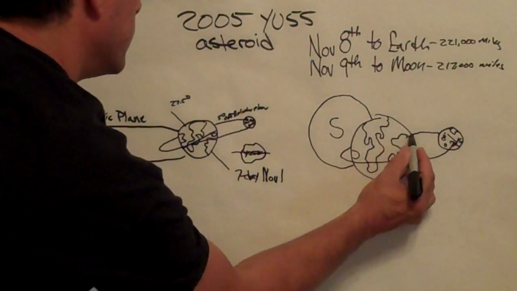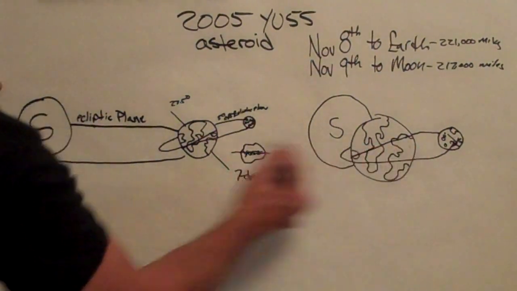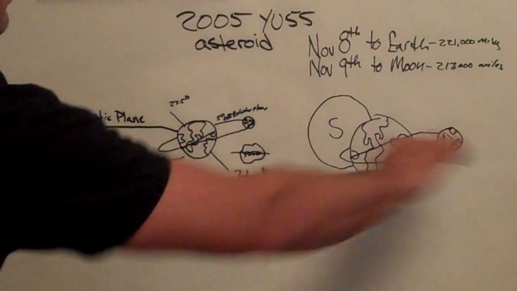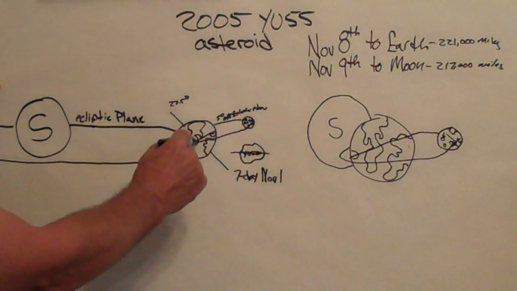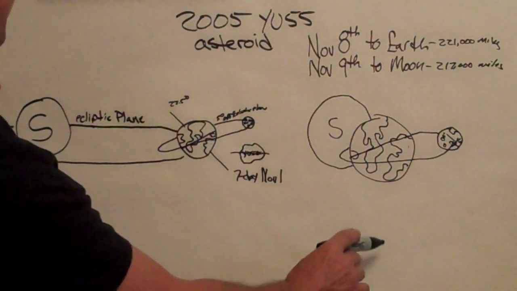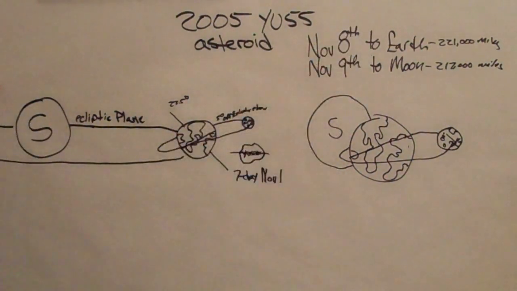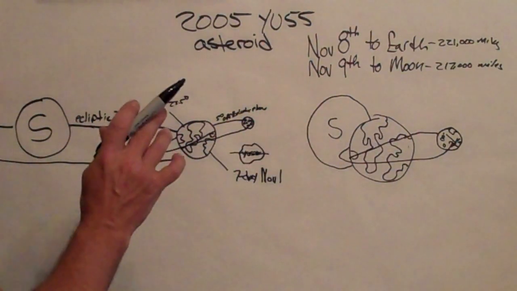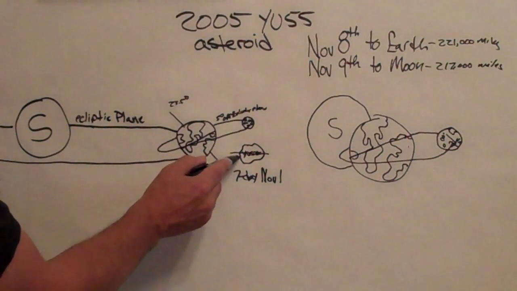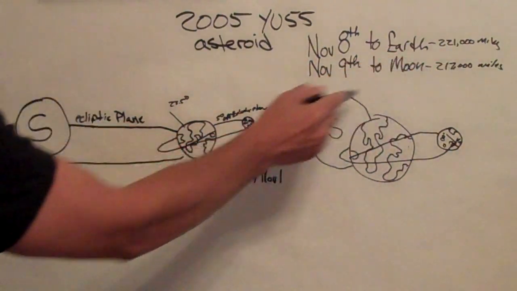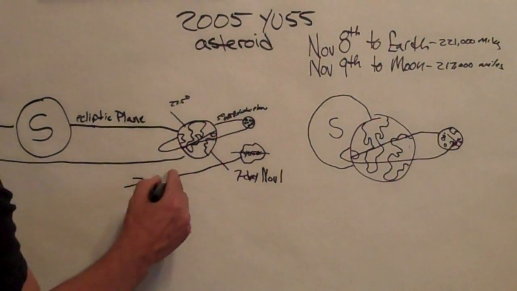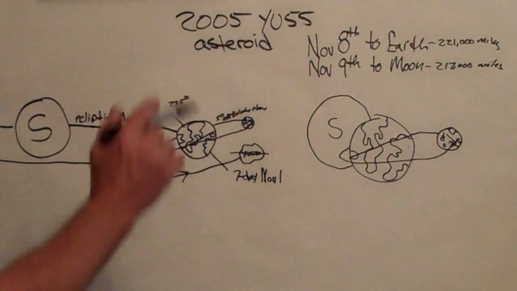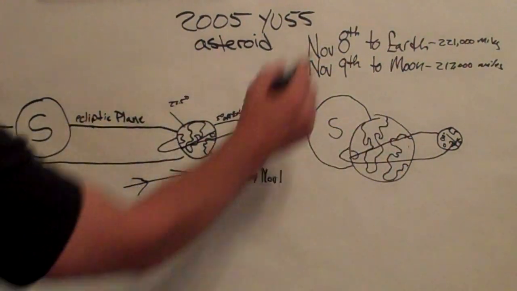The equators of Earth and YU55 are together. YU55 is on the ecliptic plane, meeting up at the height approximately to the equator of the Earth. Not below Earth a week before, not above Earth a week before, but right equal with Earth a week before. YU55's trajectory, I want to get this right, it's like that. It has 7 days from here to November 8th and 9th.